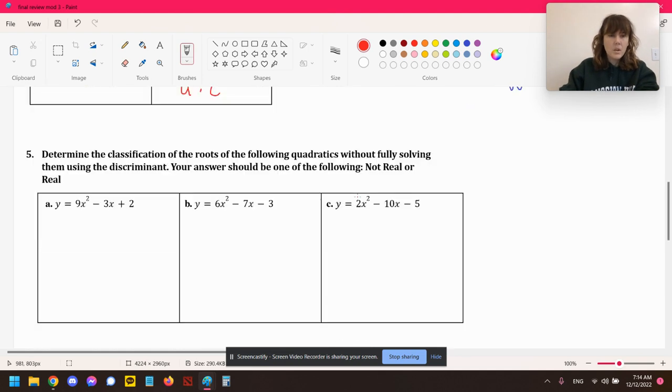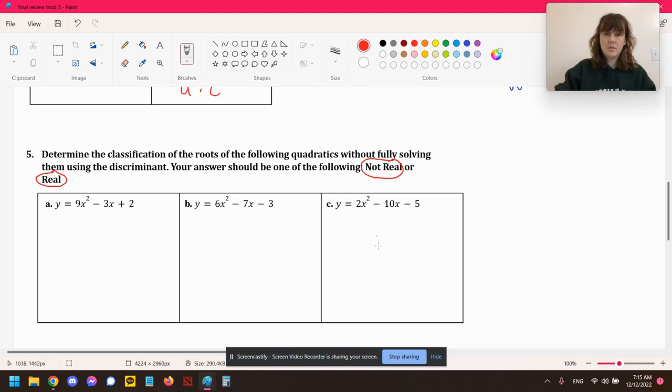All right. Determine the classification of, this is the fun one. Determine the classification of the roots of the following quadratics without fully solving them by using the discriminant. Your answer should be one of the following: real or not real. So if I want to know what the instructions are saying, all of these quadratics have roots, right? We could factor them and set them equal to 0 and find the roots, or we can complete the square and find the roots, or we can use the quadratic formula and find the roots.